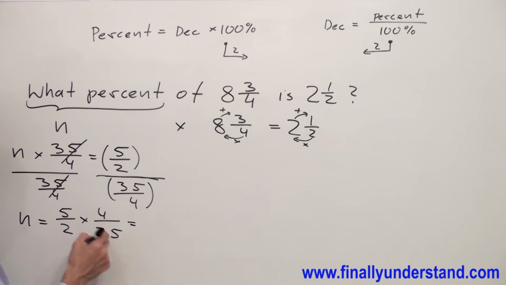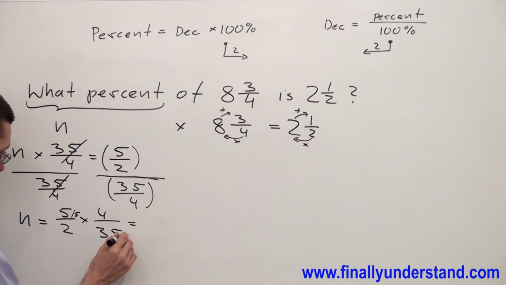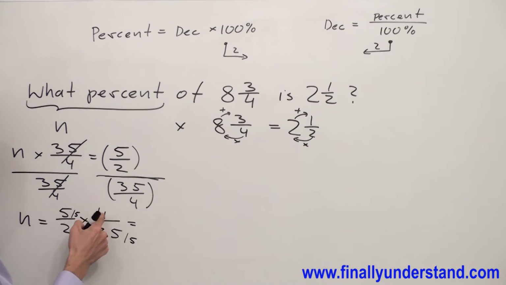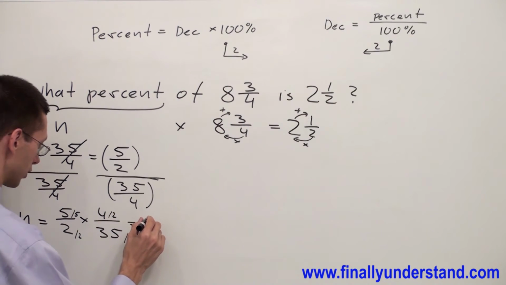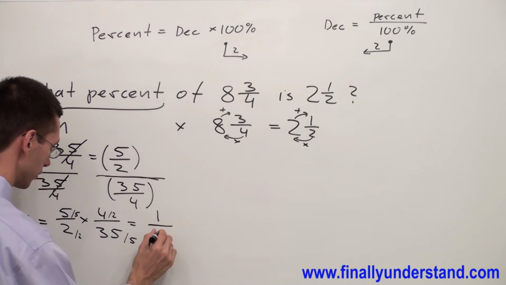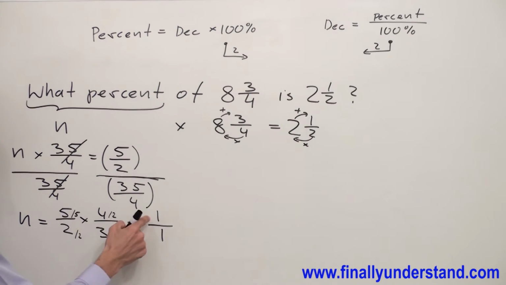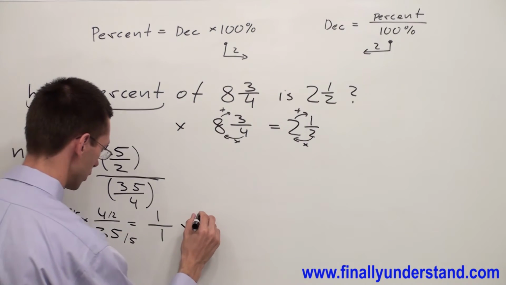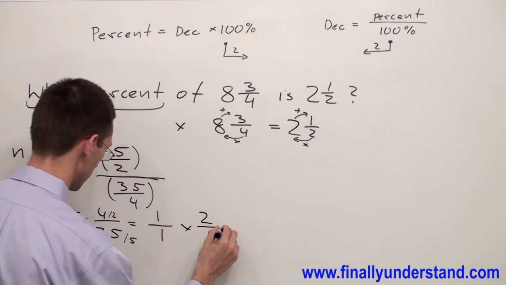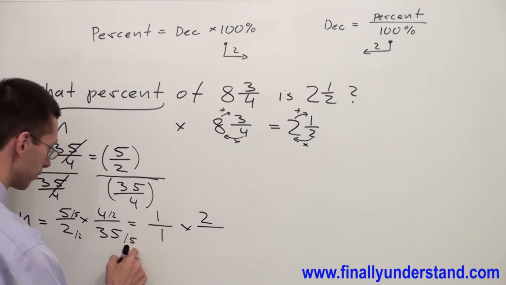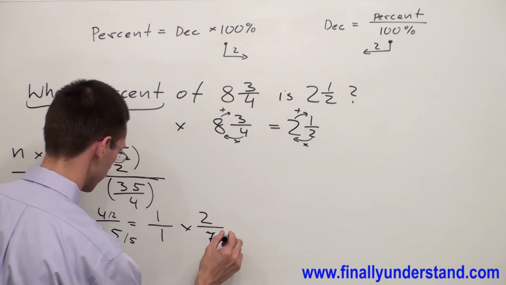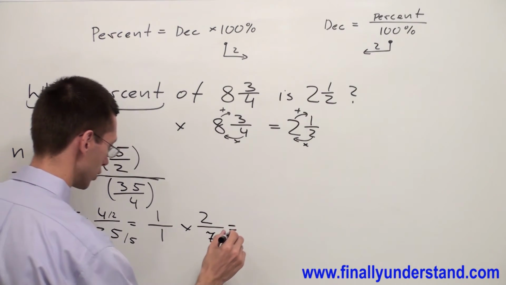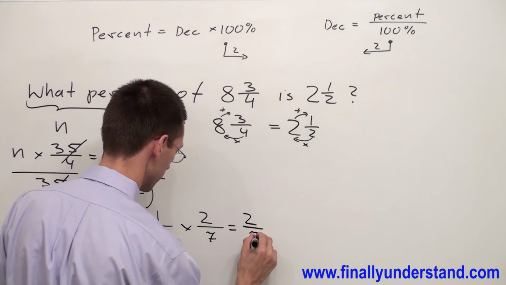5 and 35 are both divisible by 5. 4 and 2 are both divisible by 2. So you are going to have 1 over 1. 5 divided by 5 is 1. 2 divided by 2 is 1. Times 4 divided by 2 is 2, over 35 divided by 5 is 7. The answer is 2 over 7.